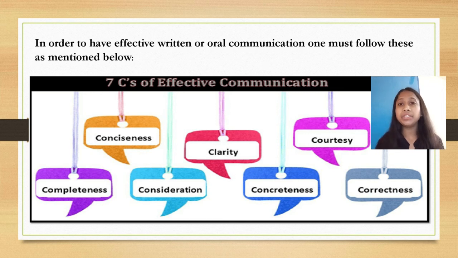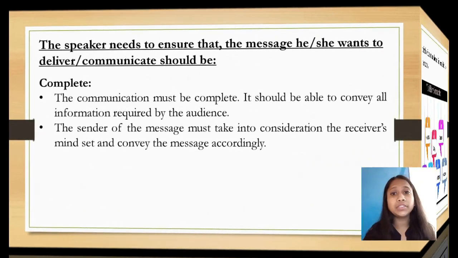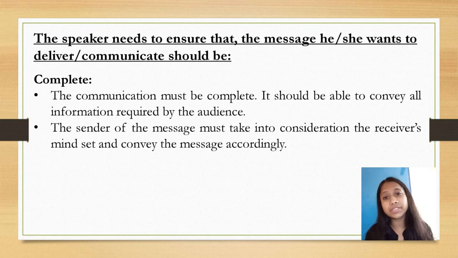Now, I'll be explaining these terms in more detail, and will also be using some examples just to make you understand even more clearly. The speaker needs to ensure that the message he or she wants to deliver or communicate should be complete. The communication must be complete. It should be able to convey information required by the audience.